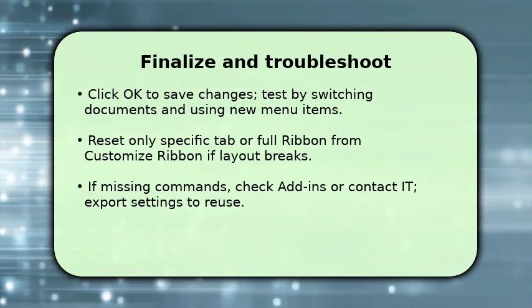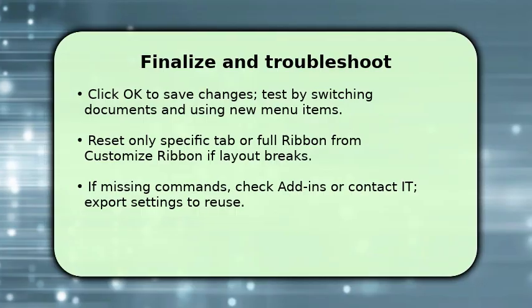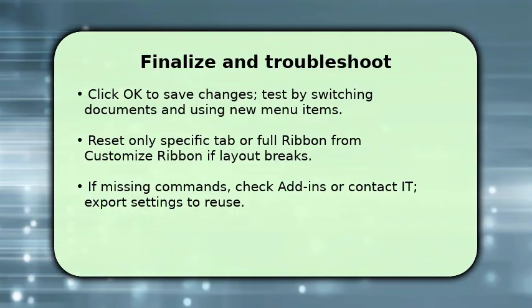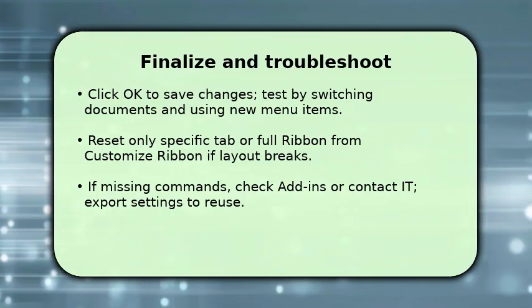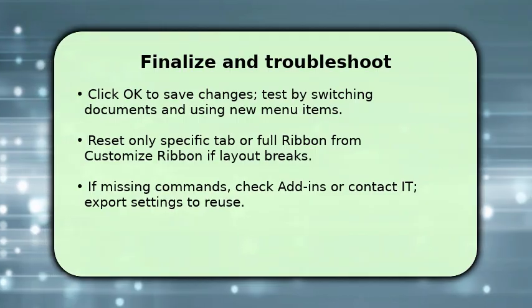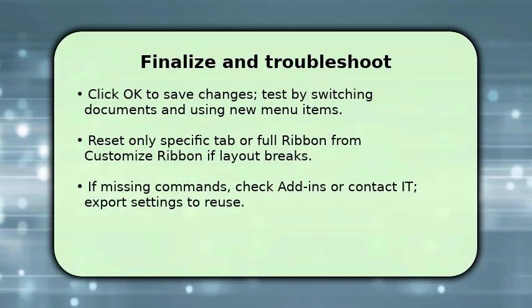If something looks off, return to Customize Ribbon and use Reset on a selected tab or Reset All to restore defaults. This fixes most layout issues. If commands are missing, inspect disabled add-ins or permission restrictions and export your customizations so you can import them later. That export is your quick recovery if settings get lost.